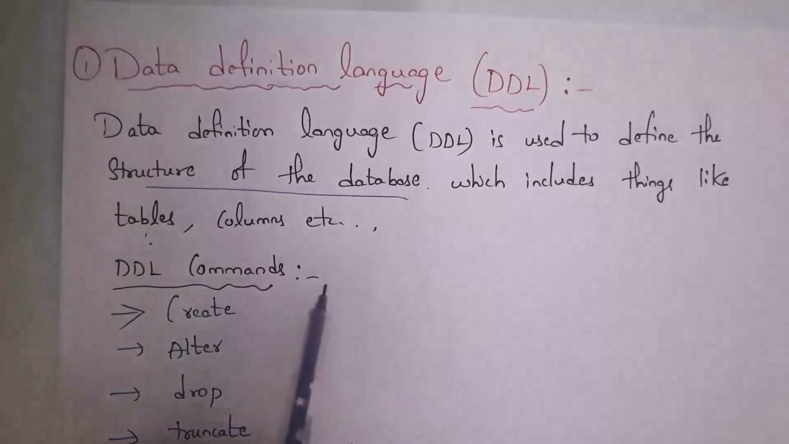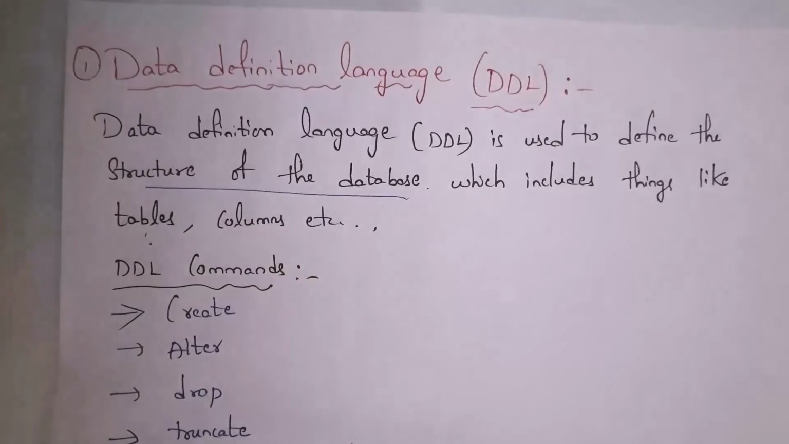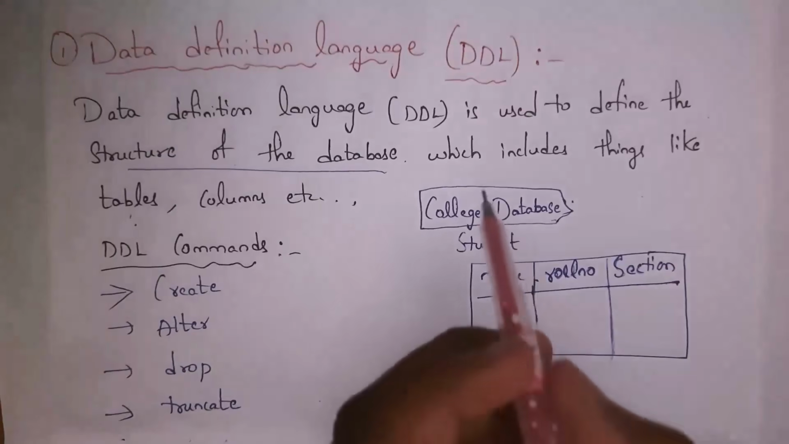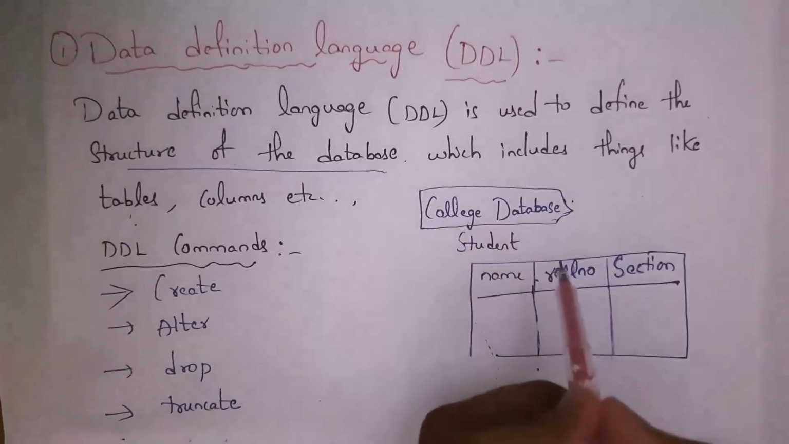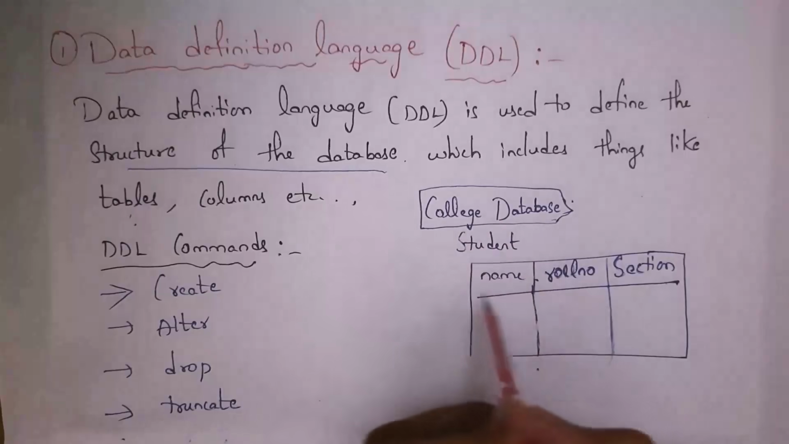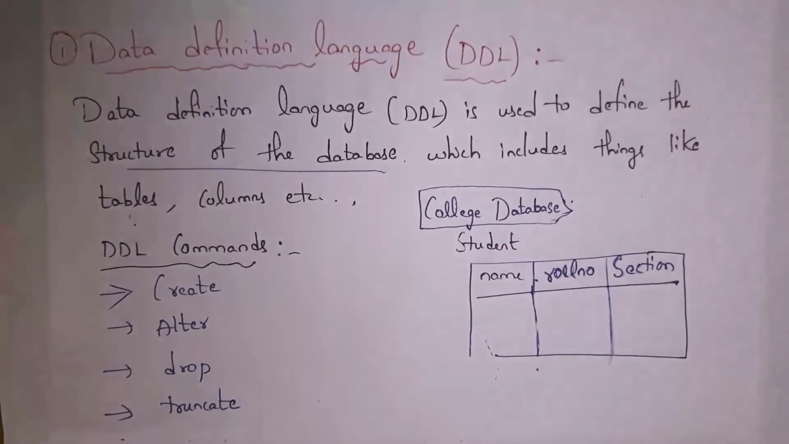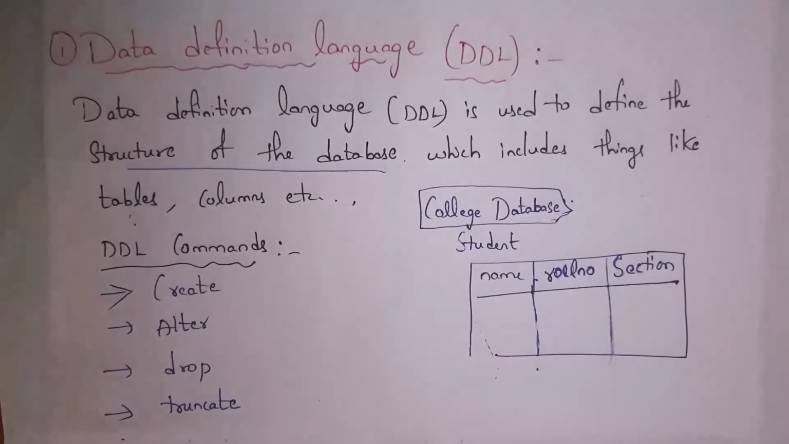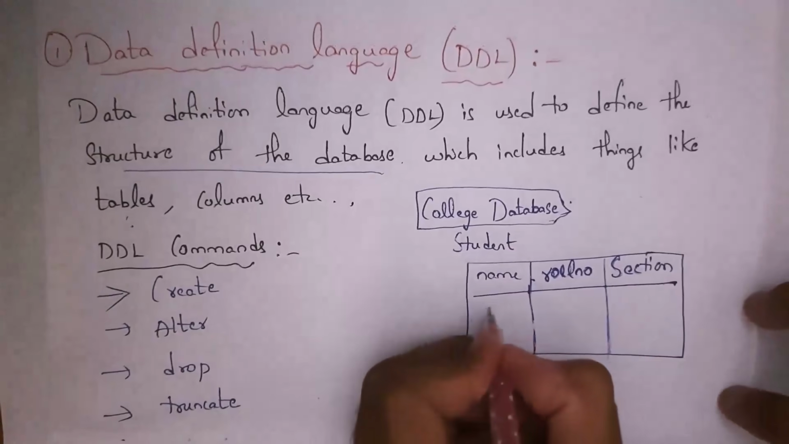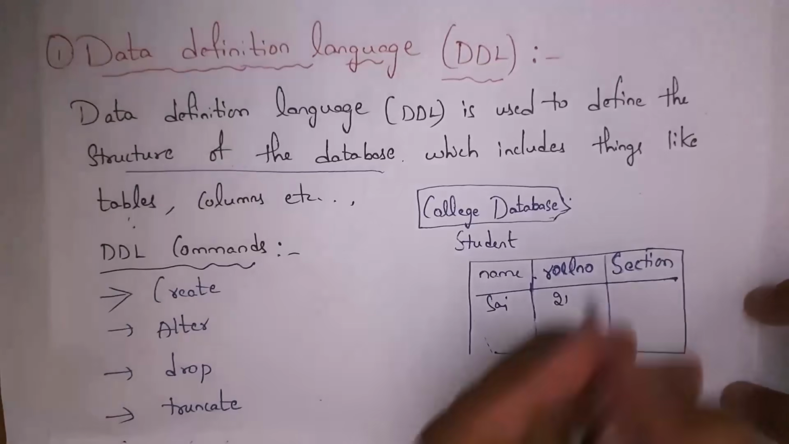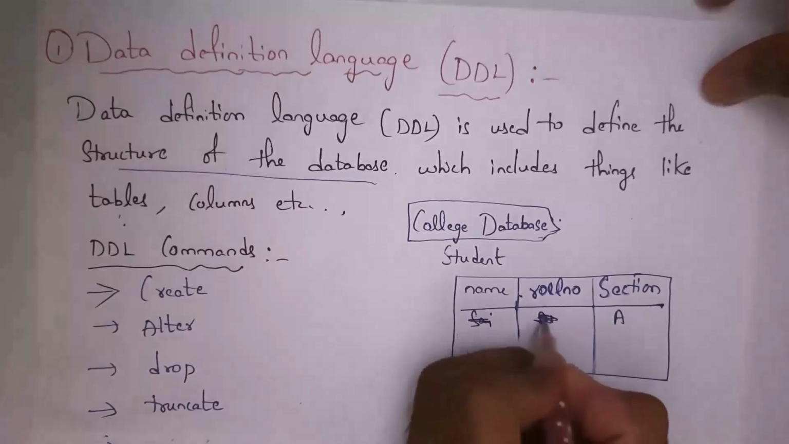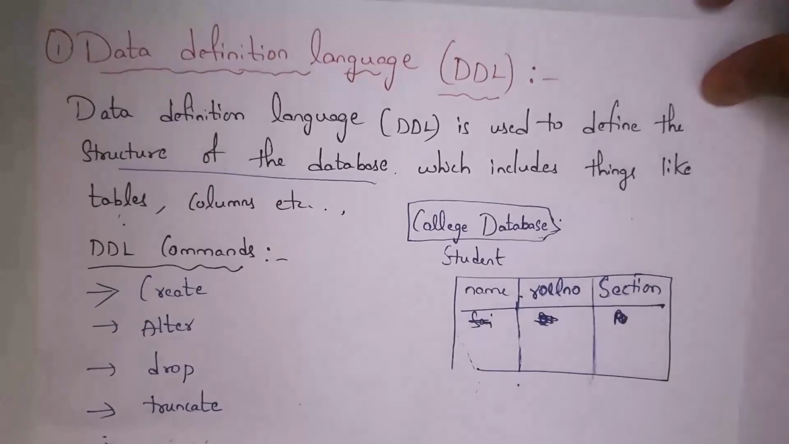Guys, I will give one simple example so that you can clearly understand the use of data definition language. For example, by using data definition language, I created a college database. Inside the college database, I created a student table. Inside the student table, I inserted 3 columns. They are name, roll number and section. For example, I want to insert data like name Sai, roll number 21 and section A. But we cannot insert data by using data definition language. We can only define the structure of a database.